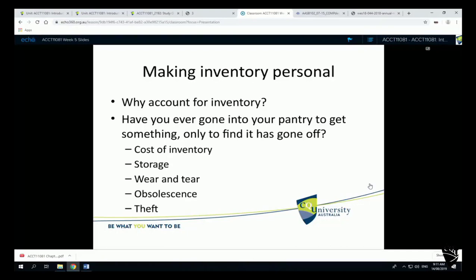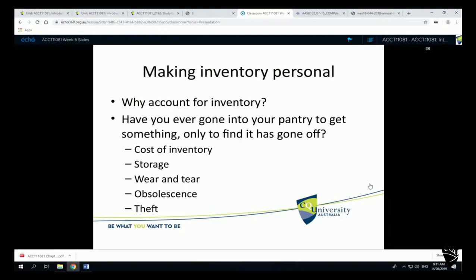So why do we need to account for it? Well, we need to know how to manage our inventory in order to make money out of our inventory. Otherwise, what's the point, right? Have you ever gone to your pantry to get something out, only to find out that it's gone off and you can't use it? Am I the only one with that? No? Everyone's nodding. I guess everybody has at some point gone to get something and it's gone off. You can't use it. That's all part of what we call in our unit inventory management.